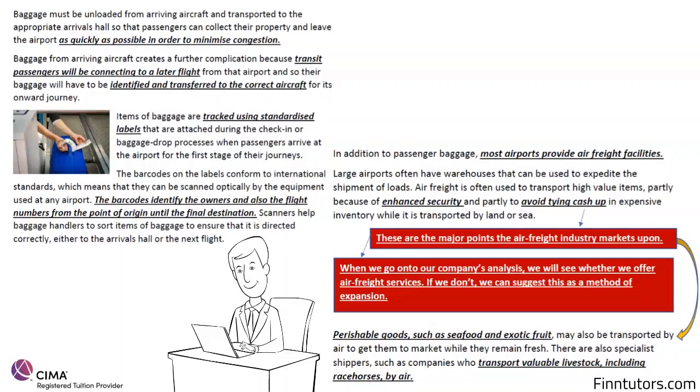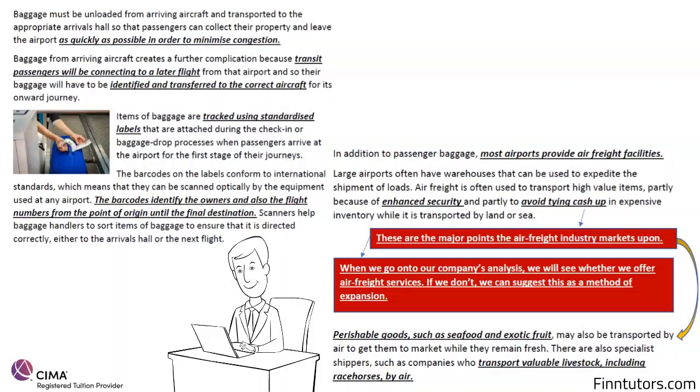The air freight industry works because there is absolute security and there is fast transport of goods. So, if you are looking to enhance the air freight terminals or air freight business at your airport, again, these are the things that you can look to market upon. Because if customers demand air freight, automatically the demand for your airport operations goes up. So when we go to our company's analysis, we will see whether we offer air freight facilities, whether we have a terminal for this air freight cargo. If we don't, we can suggest this as a method of expansion because it's really coming up.